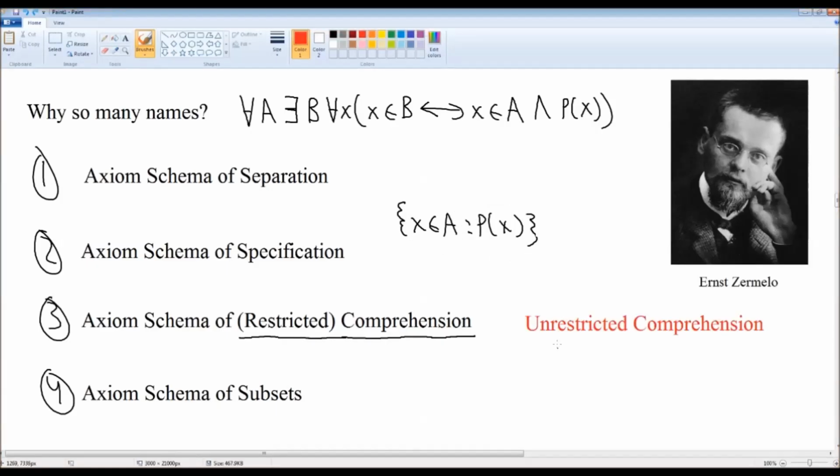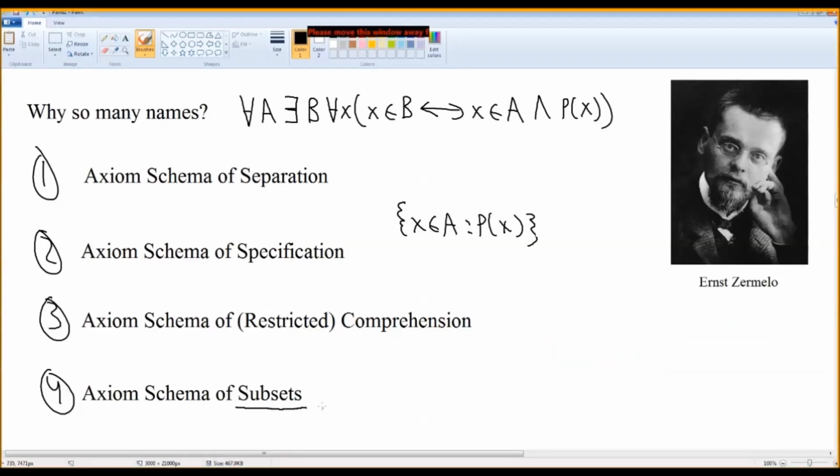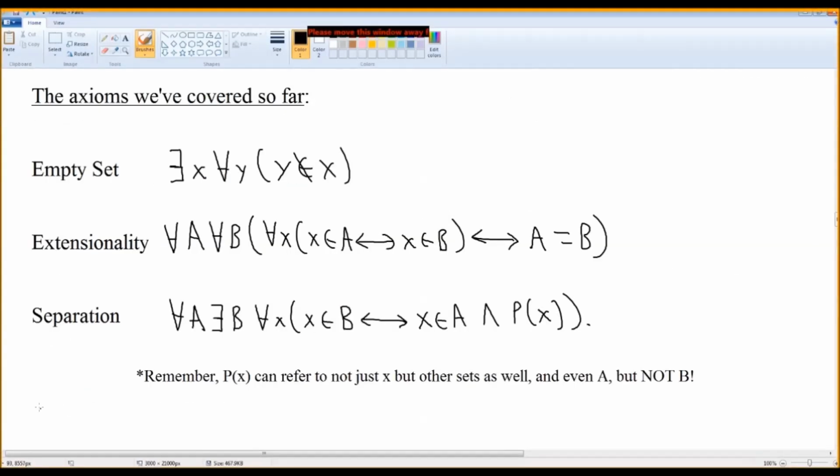It's sometimes called restricted comprehension to contrast it with unrestricted comprehension, which refers to how in the old days they thought that anything that looks like this is a set. This one's called unrestricted because x can be any set, whereas this one's restricted because x has to already be a member of some set. Finally, this is, especially informally, called the axiom schema of subsets because that's what it does. Given a set A, you can form a subset of A consisting of all the members of A satisfying a certain property. So here are the axioms we've covered so far.